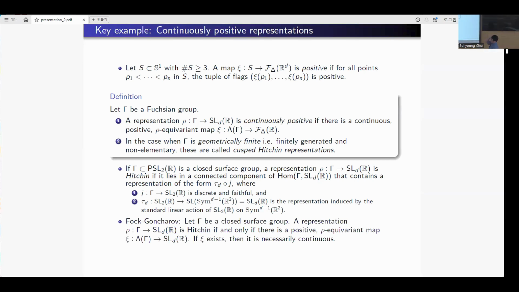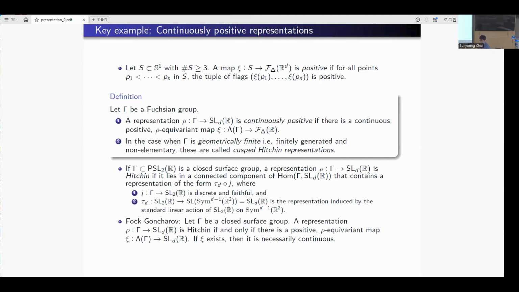But again, it's one of those things where it's really hard to abstract the proof from that paper. What they show is that in the case when you have a closed surface group, then your lambda gamma is the entire boundary of H2, so that's a full circle. And they show that a representation from gamma to SLDR is Hitchin if and only if there is a positive rho-equivariant map from the limit set of gamma into the flag manifold F delta RD. And also, if C exists, then it's necessarily continuous.